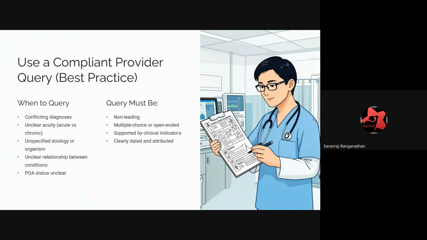We will be discussing the provider query a little more, but as a best practice, before going and asking the physician, as I told, when to query: conflicting diagnosis, uncertain acuity, uncertain etiology or organism, unclear relationship between conditions, and unclear POA status. These are the places where you can question the physician. And how you should question: non-leading, multiple choice or open-ended, supported by clinical indicators, and clearly dated and attributed. So when you question, it should have these points.